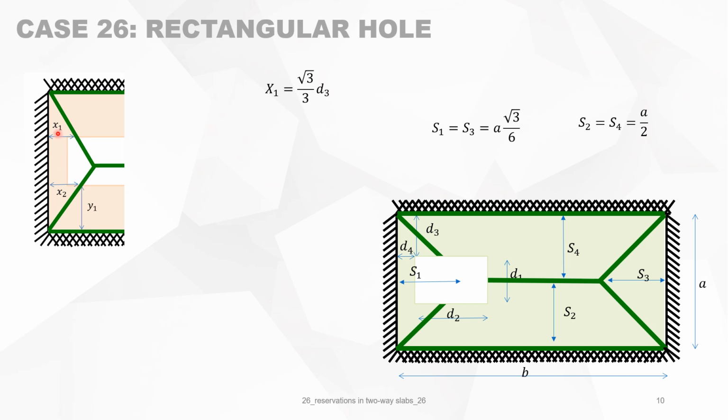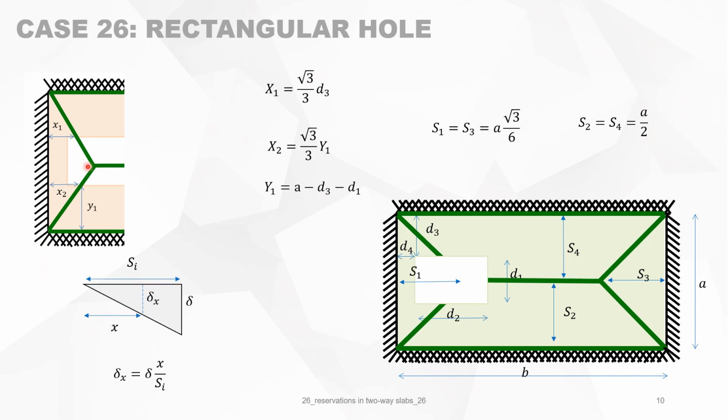You see easily X1, according to the slope of the yield line, is the square root of 3 divided by 3 multiplied by B3. X2 is the same as Y1 and it's on the same slope. And Y1, of course, is A minus D3 minus D1.